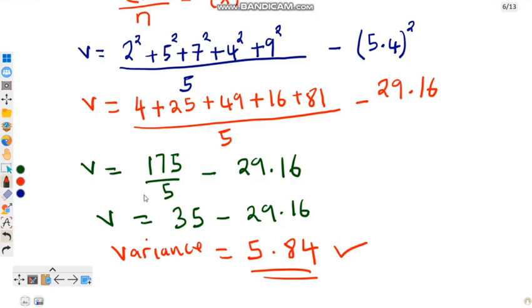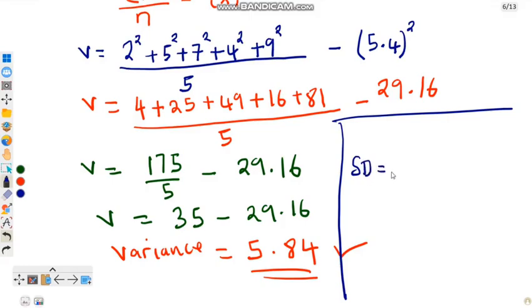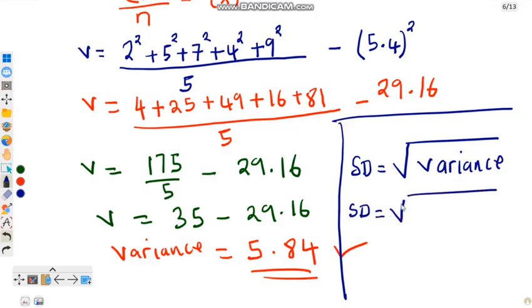So this is how we can find the variance of the ungrouped data. Okay, so if we want to find the standard deviation now, we are going to use this formula where we say standard deviation is equal to the square root of the variance. This is the formula we use to find the standard deviation under ungrouped data. The variance we have found is 5.84.